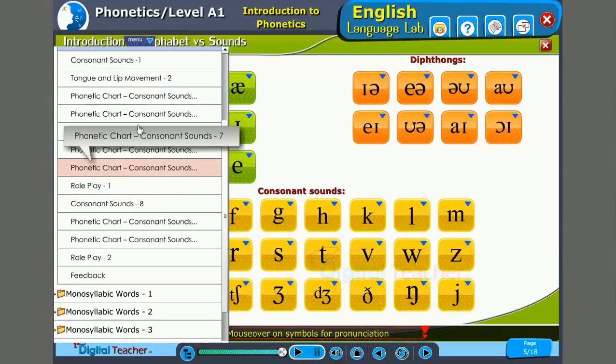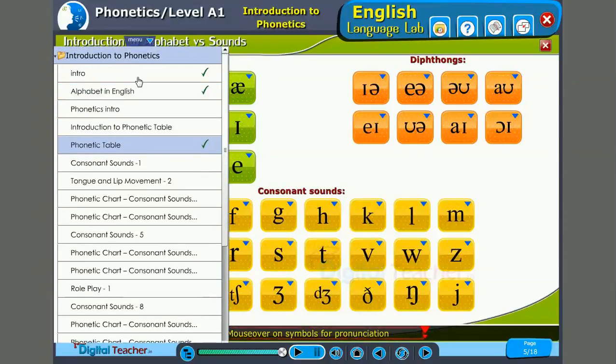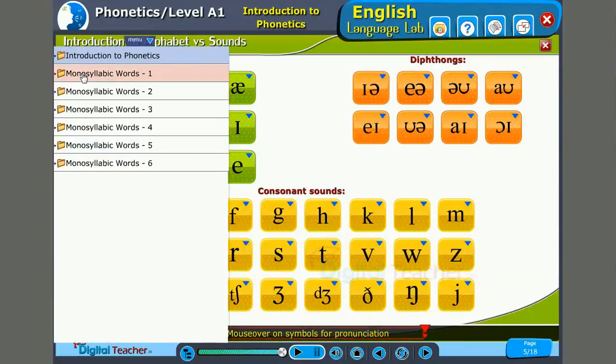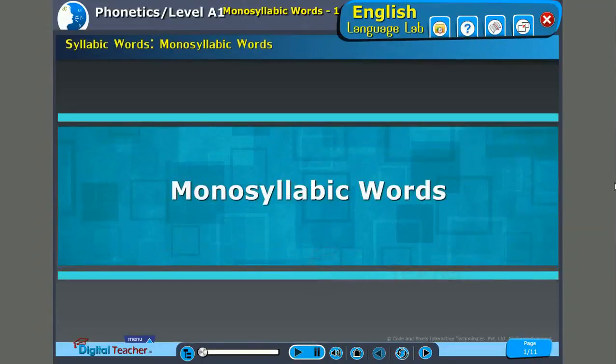Like this, we'll have a number of units covered under this lesson, introduction to phonetics. Now let us see the monosyllabic words. As we all know, a syllable is a vowel sound with or without surrounding consonants. In English, there are many words wherein the entire word is only one syllable. Today, let us understand such words and read out a few examples.